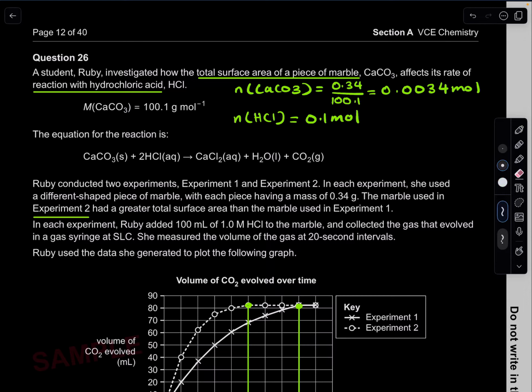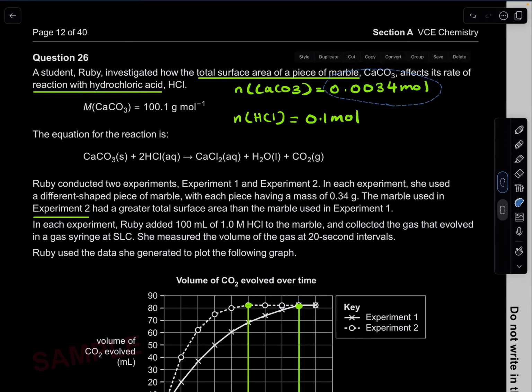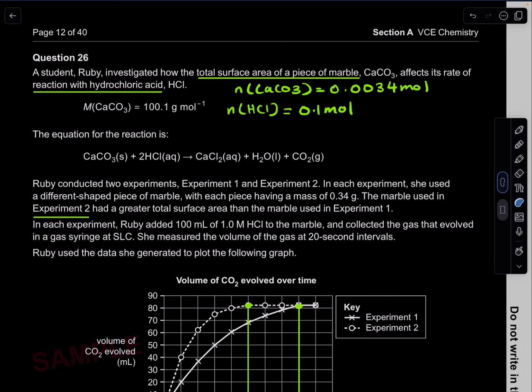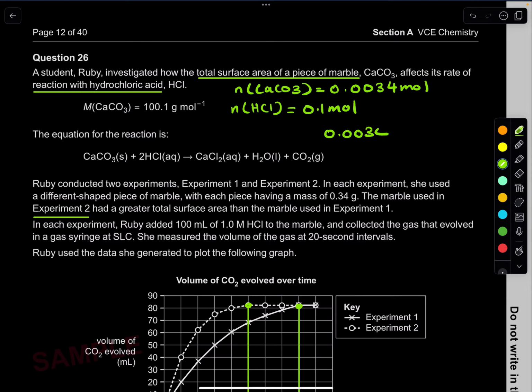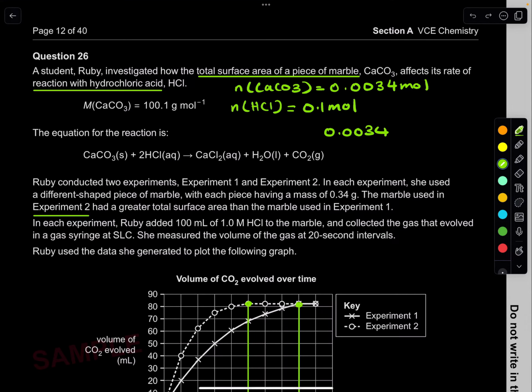We can now do our check which one's our limiting and excess. So this is new. It's not new in the study design. It is taught in year 11, but now we've basically put this in this study design. So let's check. How do you check? Well, we just pick one at random. I'm going to pick CaCO3 first, 0.0034. And I'm going to try to calculate the mole of hydrochloric acid. Now we know which one it is, but we're going to calculate it and see.